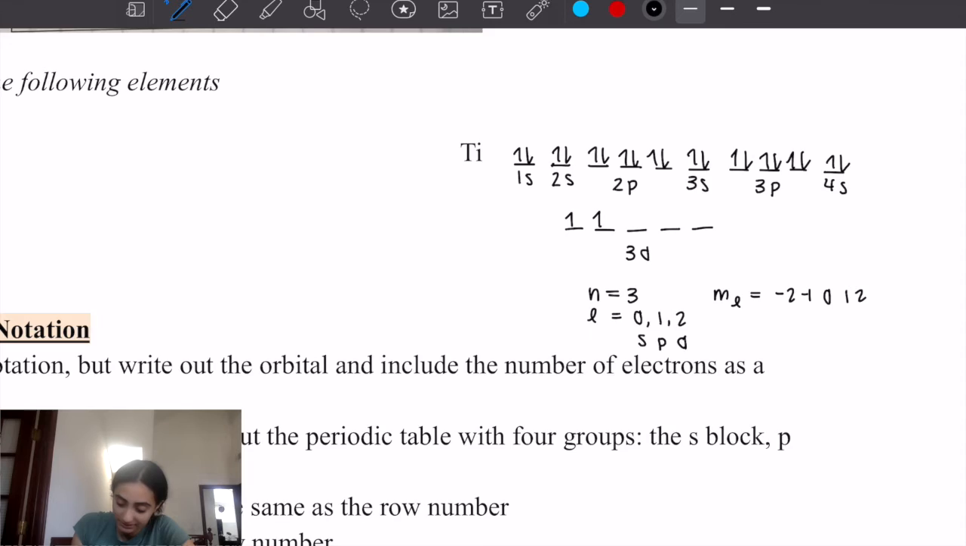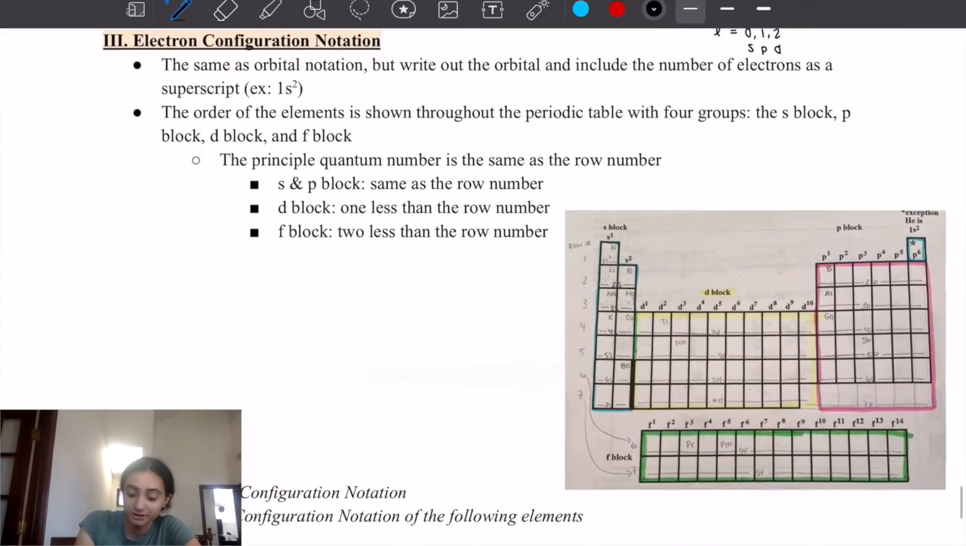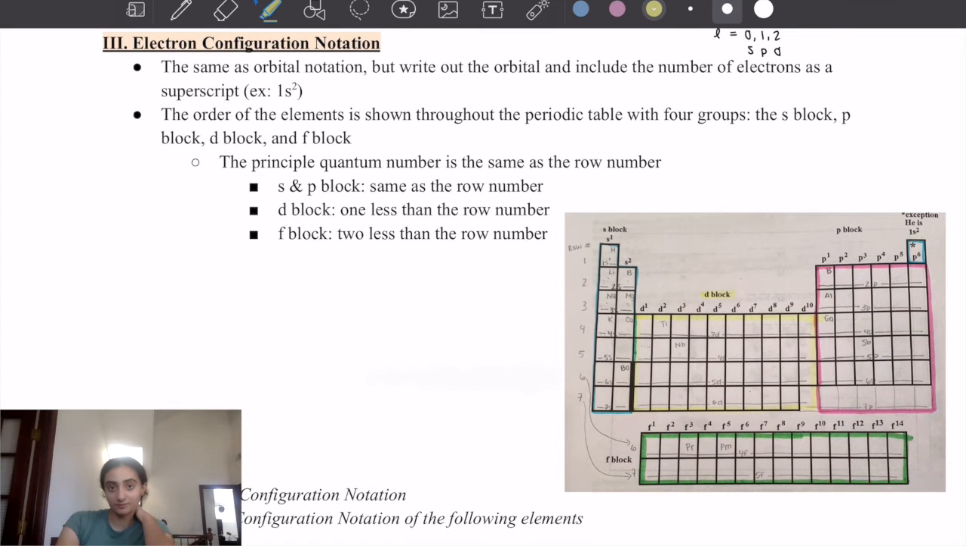Okay, now we're going to continue with electron configuration notation. So electron configuration notation is the same as orbital notation, but you write out the orbital number, like 1s, instead of drawing lines for each orientation. And you include the number of electrons as a superscript. So as an example, 1s2, like that. And the periodic table shows the organization that you would use to write electron configuration notation.